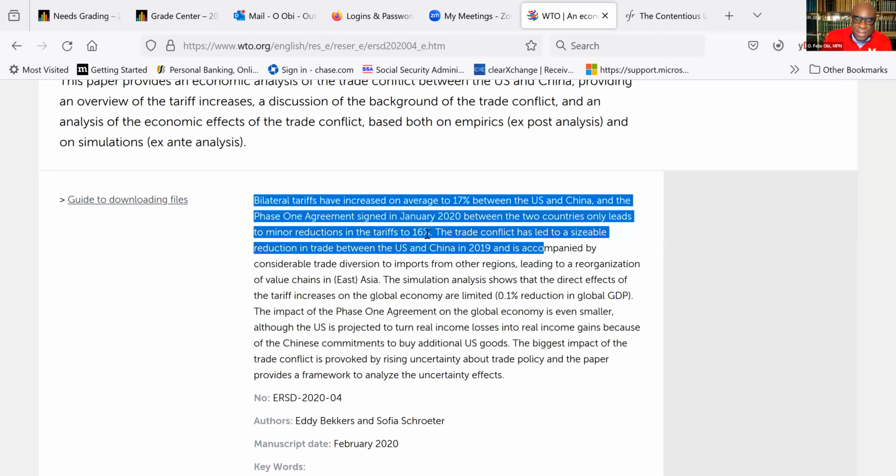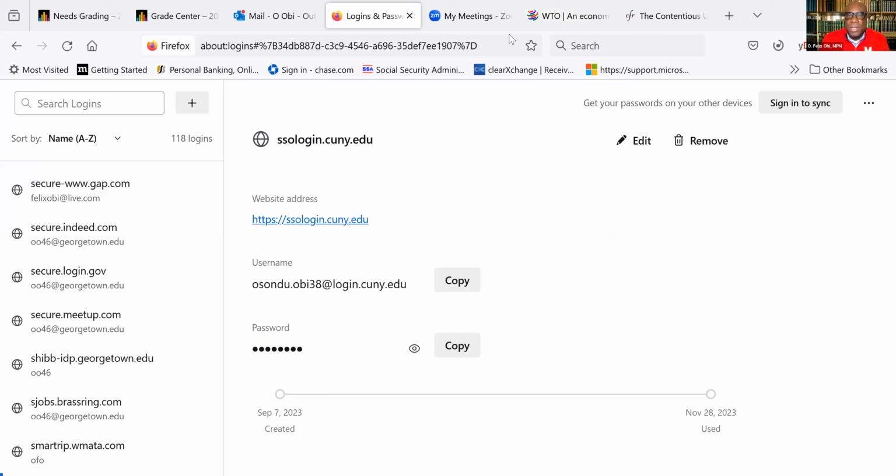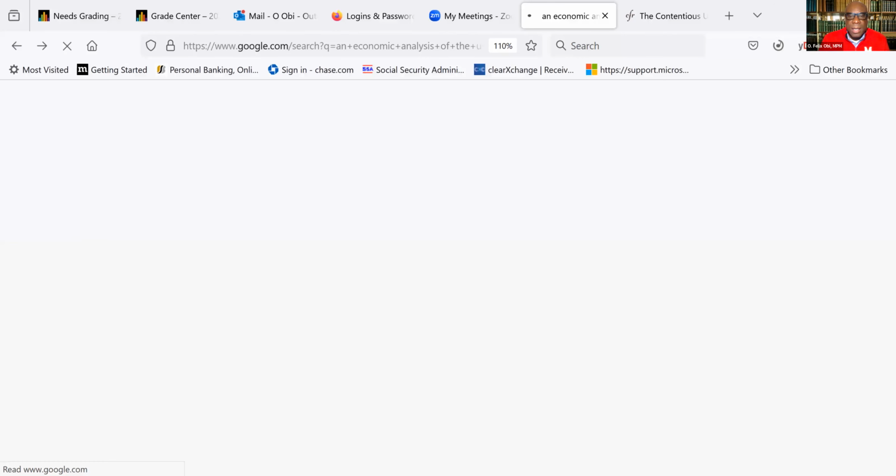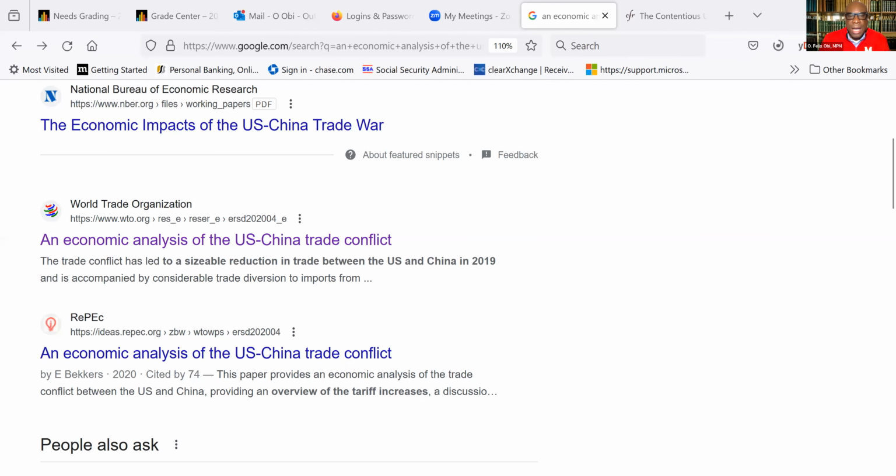So again, this supports the central thesis of what my paper would have been: that even an economic analysis by the World Trade Organization supports the fact that there is real negative economic consequence when countries don't follow a rules-based international order and create a counter-reaction from their trading parties. That's what this analysis will suggest.